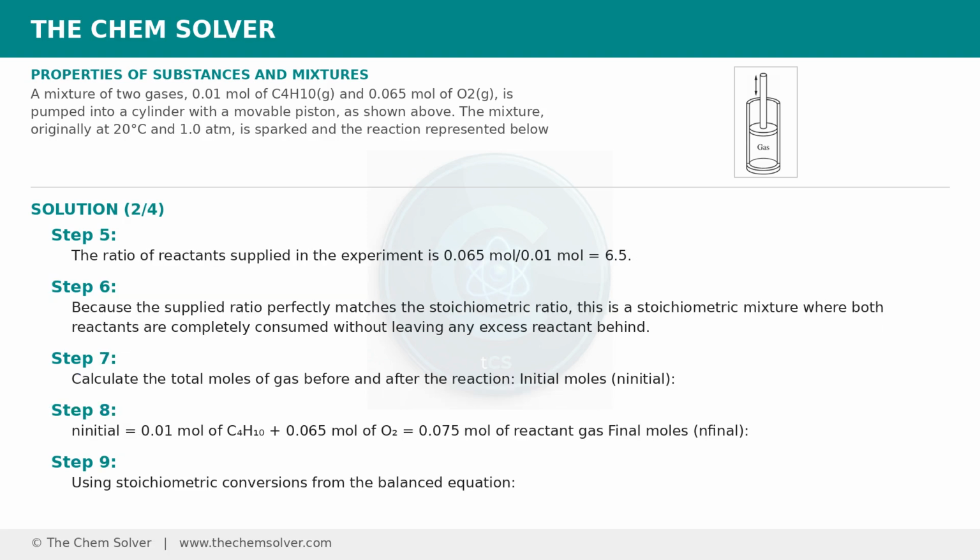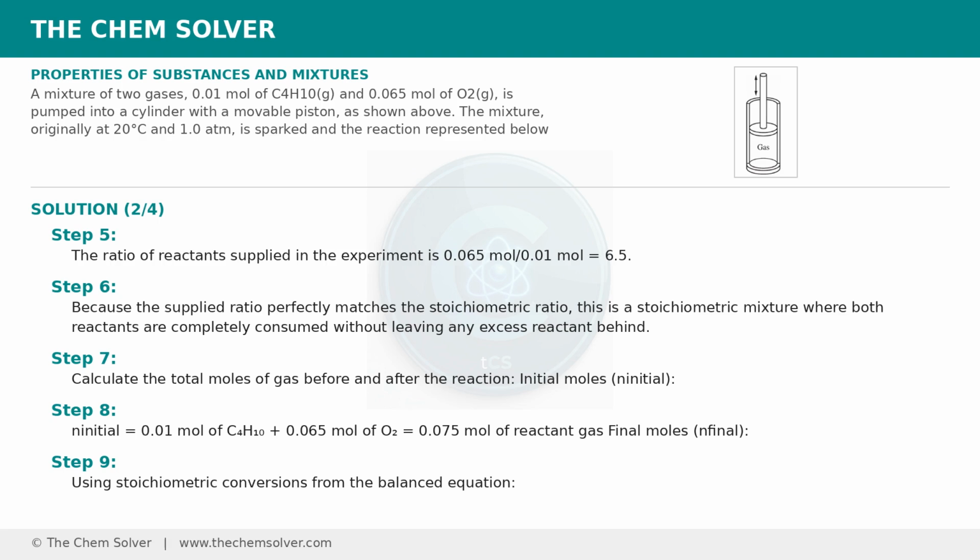The ratio of reactants supplied in the experiment is 0.065 moles over 0.01 moles, which equals 6.5. Because the supplied ratio perfectly matches the stoichiometric ratio, this is a stoichiometric mixture where both reactants are completely consumed without leaving any excess reactant behind.